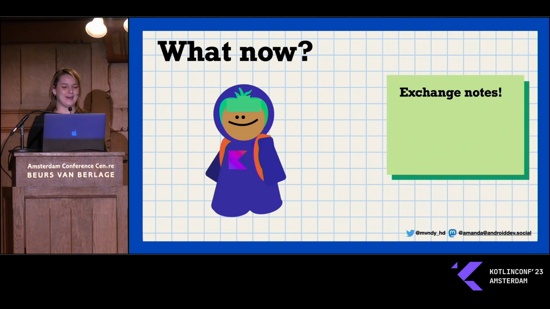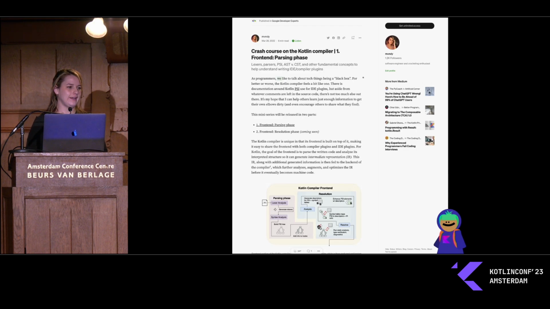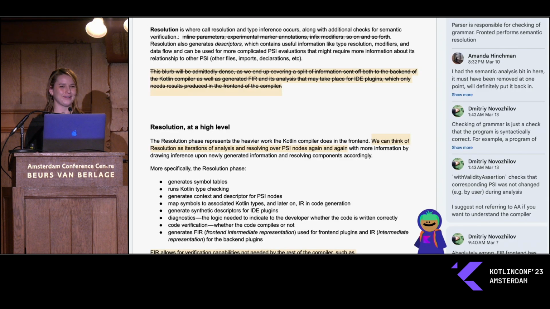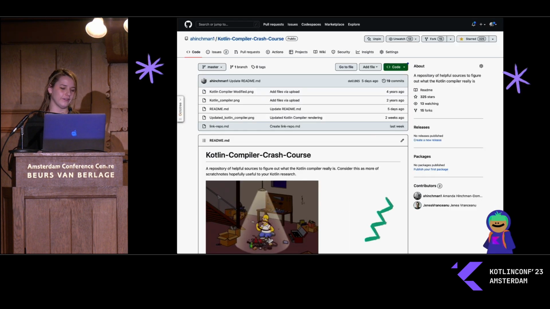Okay, what now? Well, we exchange notes. I wrote an article a year ago on the first part of the Kotlin compiler, so that is on Medium. I know a lot of people have been waiting on the second part. I assure you, it is in the works. It got kind of torn up. I ran out of time, then I had to write this talk, but very soon after this talk, I'm sure this part will be published, so definitely keep an eye out for that.